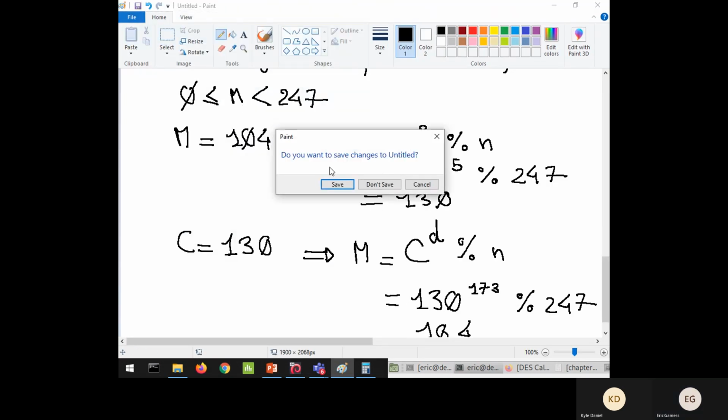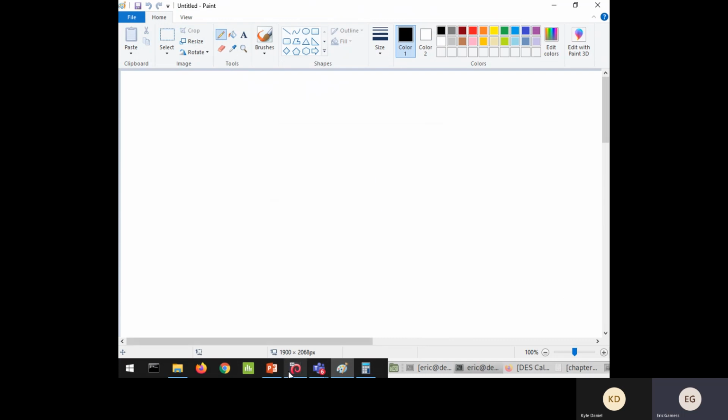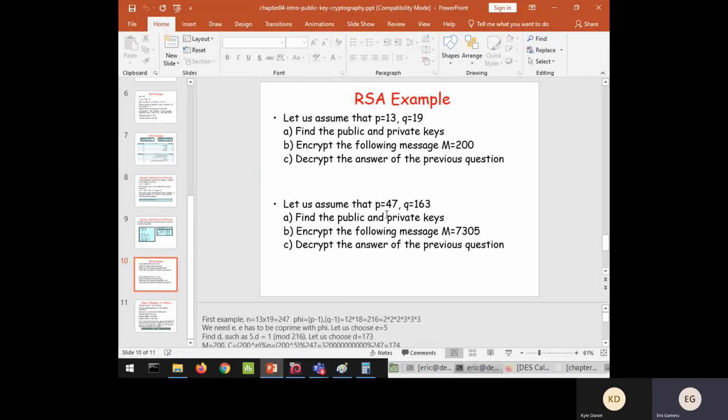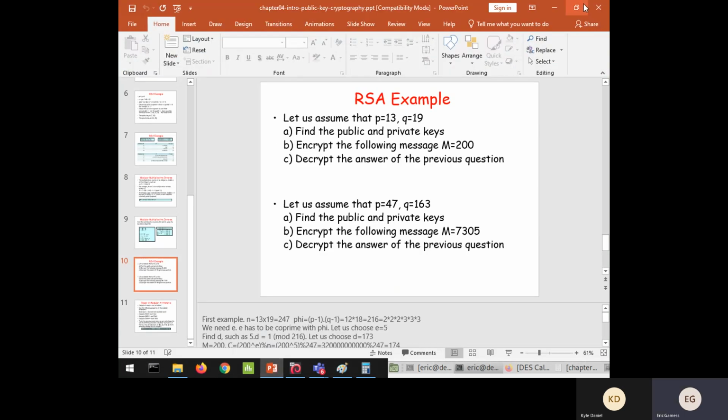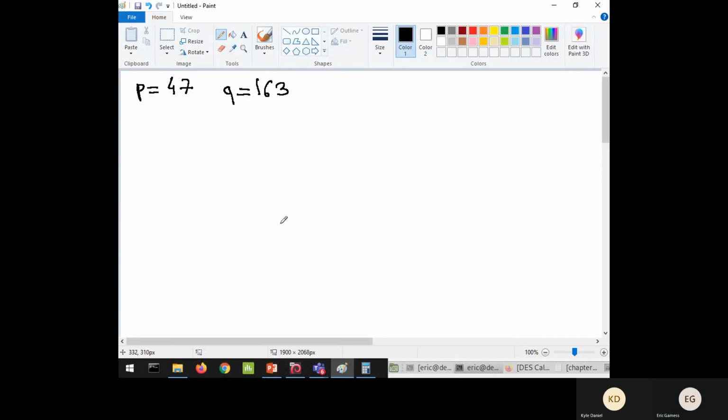Okay. Let's do a second exercise. In the slides, we have a second exercise. Here, they take 47 and 163. So P, the first prime number, is 47, and Q is 163. Let's verify. First, we need to show that 47 is a prime number. Of course, if they give it to us, it's a prime number.